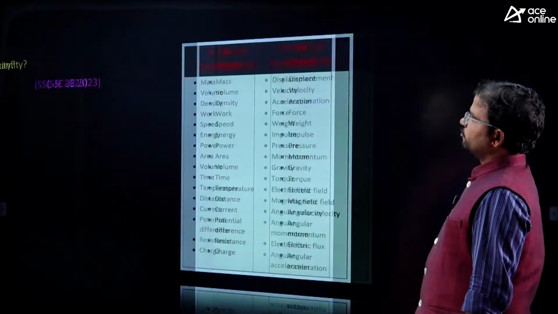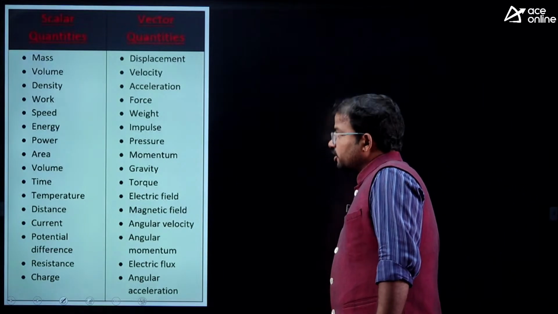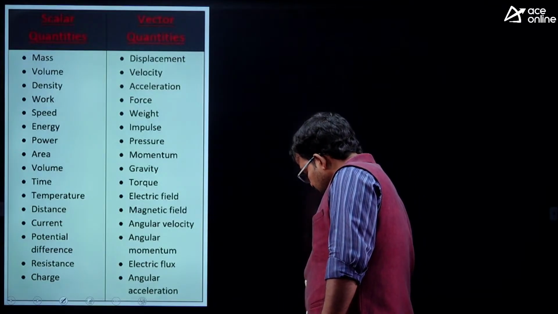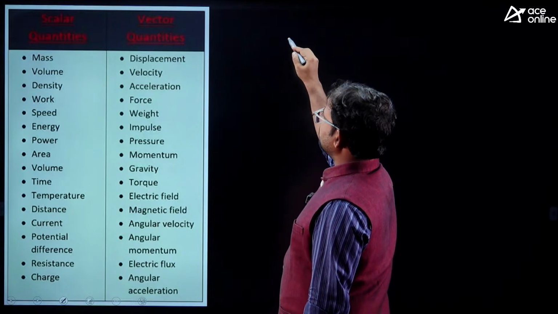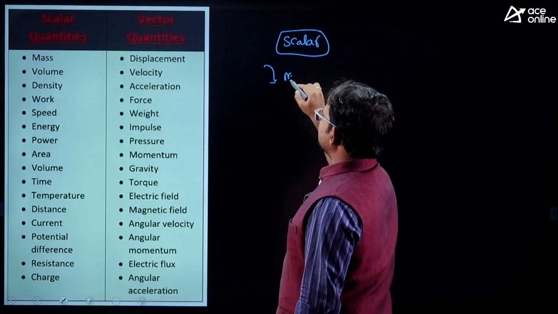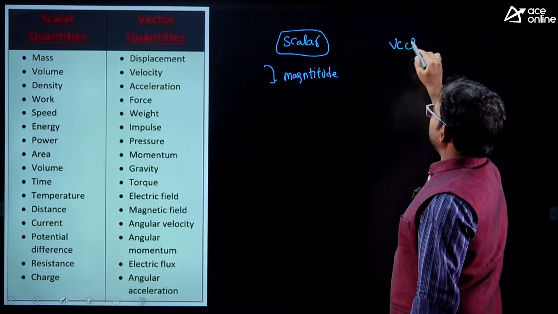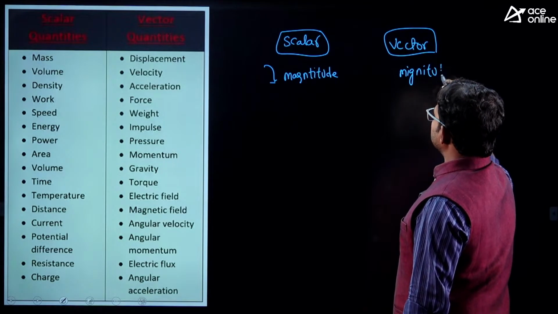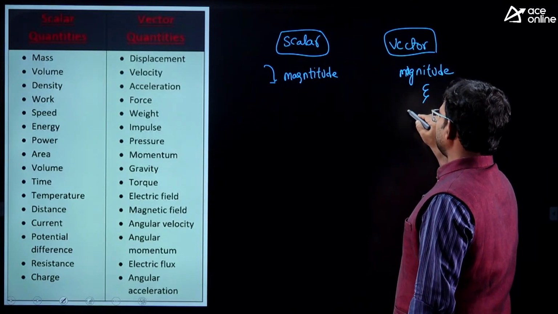So what is the difference between vector and scalar quantity? Very good. Yes, your option is correct. Here you can observe scalar quantity and vector quantity. Scalar means it needs only magnitude. What about vector? A vector quantity needs both magnitude and, at the same time, direction.